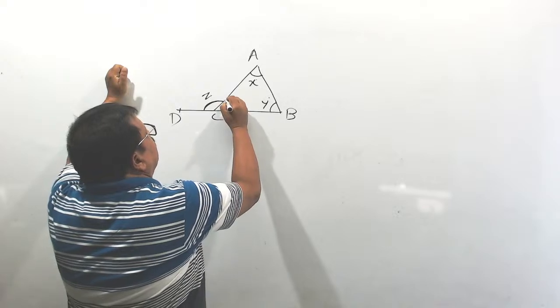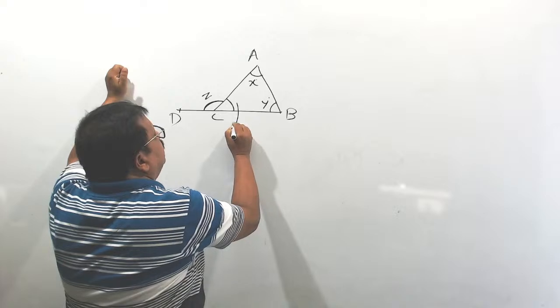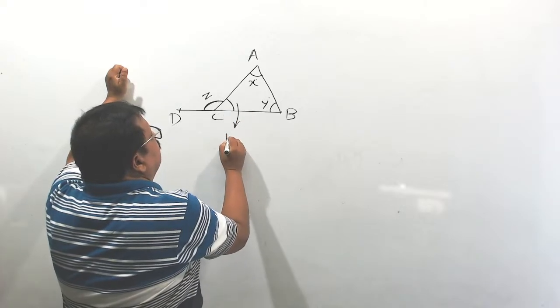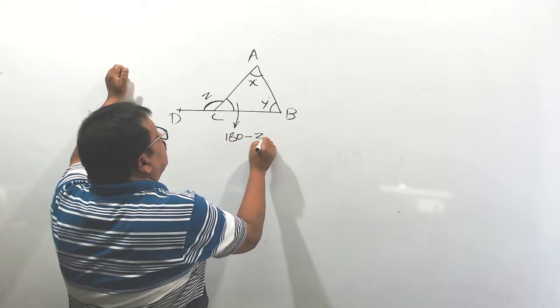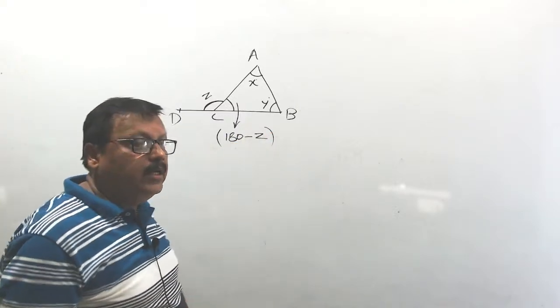So this is equal to what? What will be this angle? If it is z, then what will be the value of this angle? 180 minus z. Understood? 180 minus z. I think it is clear? 180 minus z.